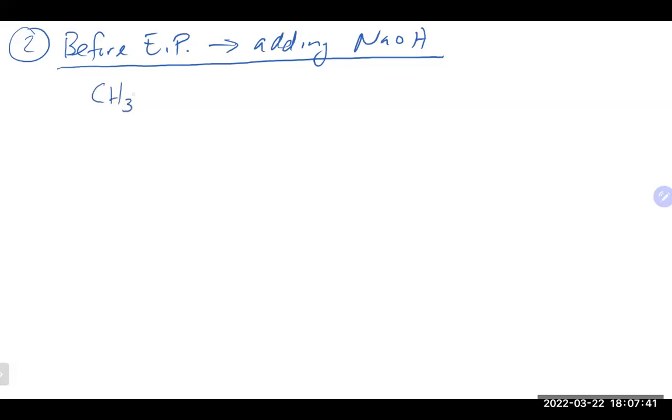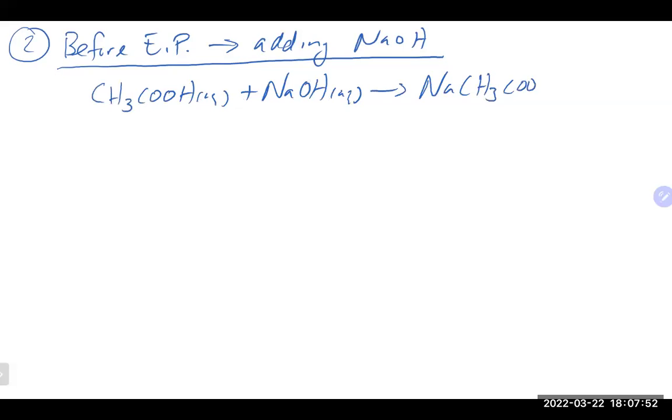And that would get us our acetic acid and our sodium hydroxide doing a little double displacement action, going to get us a sodium acetate that's going to be formed, and a little bit of H2O there.